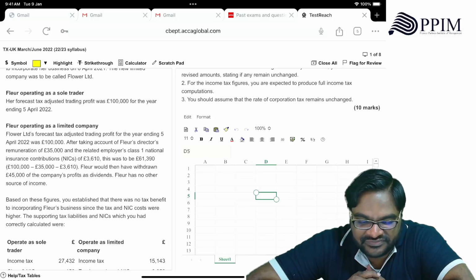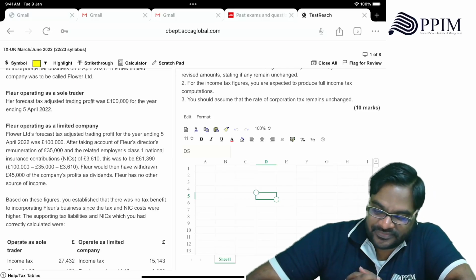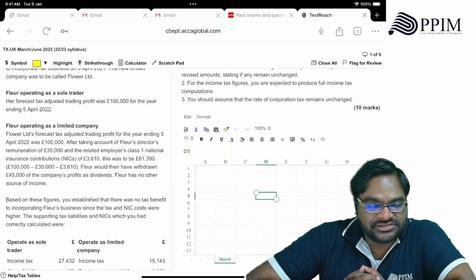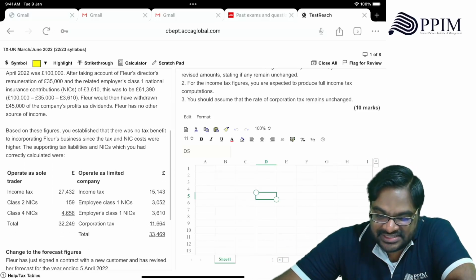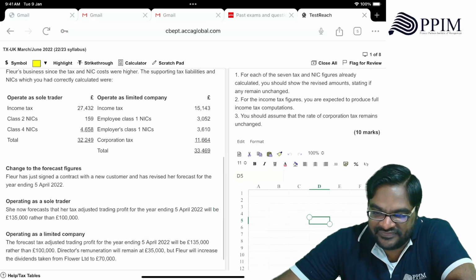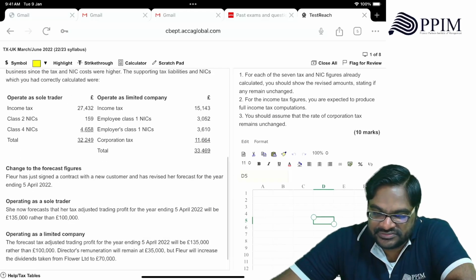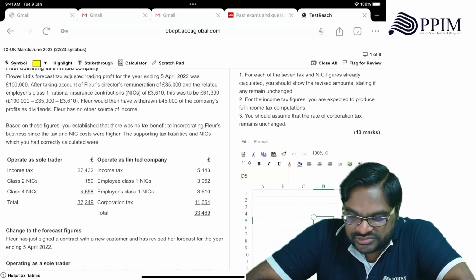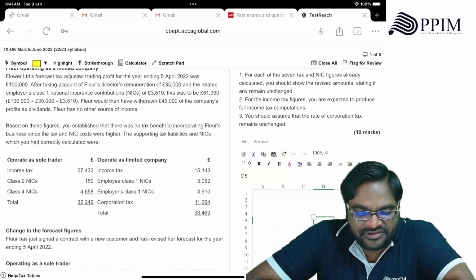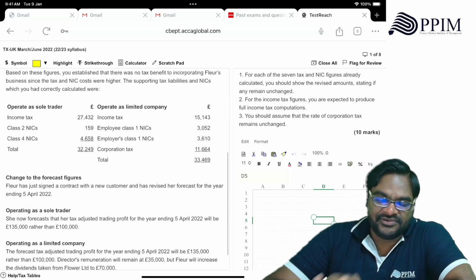Fleur would then have withdrawn 45,000 of the company's profits as dividends. Fleur has no other source of income. Based on these figures, you establish that there was no tax benefit to incorporating Fleur's business, since the tax and NIC costs were higher. The supporting tax liabilities and NIC you have correctly calculated. So the calculated amounts are given.